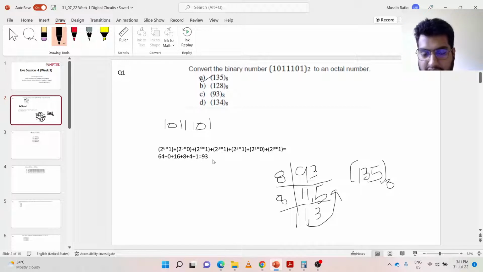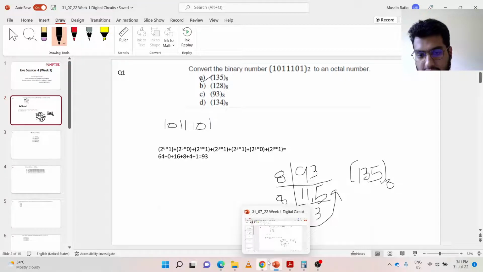We can convert this decimal number into an octal number by simply dividing it by the base of the number system. The base of the number system here is 8. So 93 divided by 8, we have 11, and 11 multiplied by 8 is 88. So 93 minus 88, the remainder is 5. Now again we will divide this number 11 by 8. It is 1, and the remainder part is 3. So our octal number is 135.